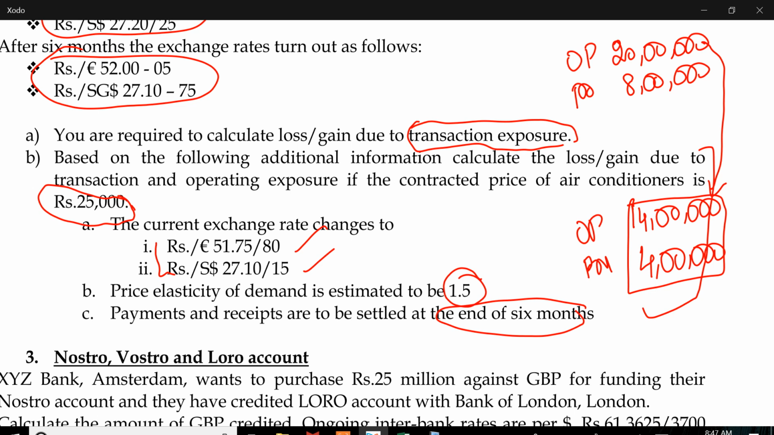Point number A: the company has fixed a selling price of rupees 25,000 in place of 500 euros.